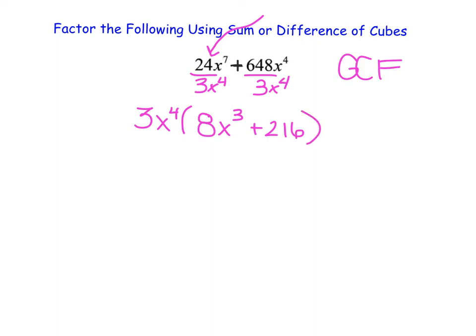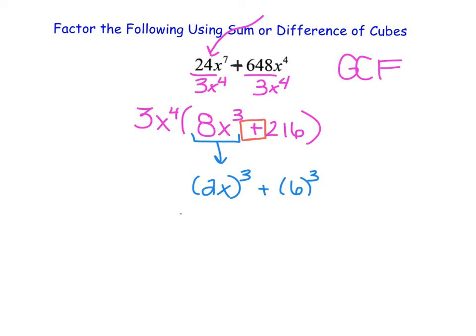Now what I notice here when I look at those perfect cubes that I have on my list is that 8x cubed can be rewritten as 2x all cubed, because 2 cubed is 8, and x to the 3rd power gives me x cubed. What I also notice is 216 can be rewritten as 6 cubed. Now since both of these terms are perfect cubes, I can utilize either the sum or difference of cube strategy here. And because this is a sum, I'm going to utilize the sum of cubes.